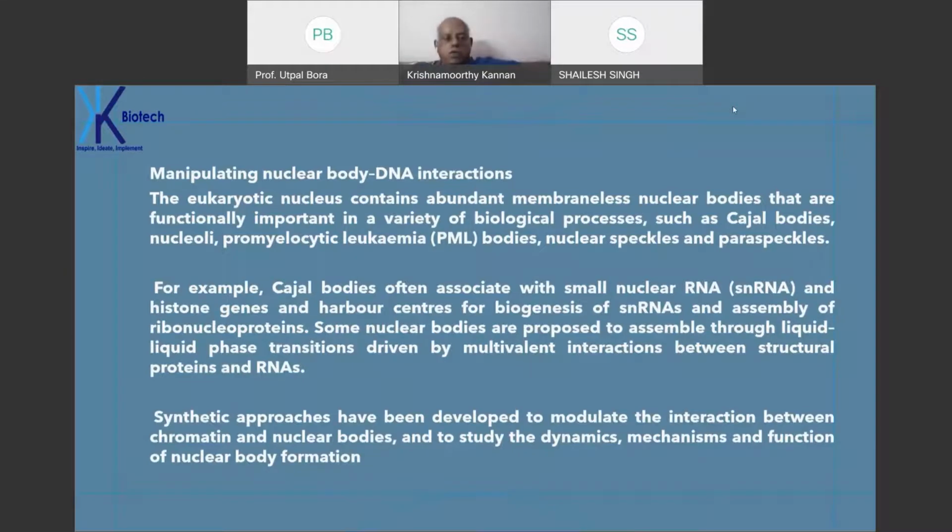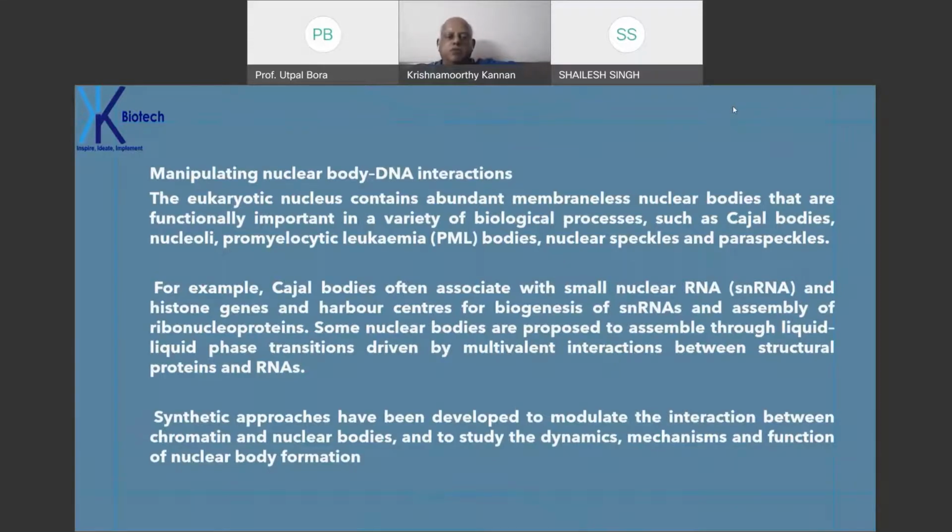For example, the Cajal body is often associated with small nuclear RNA and histone gene harbor centers for biogenesis of small nuclear RNAs and assembly of ribonucleoprotein. Some nuclear bodies are proposed to assemble through liquid-liquid transition driven by multivalent interaction between structural proteins and RNA. So today we are talking about so many types of RNA, and they're all coming from there. Now we are understanding much more in depth where they come from.